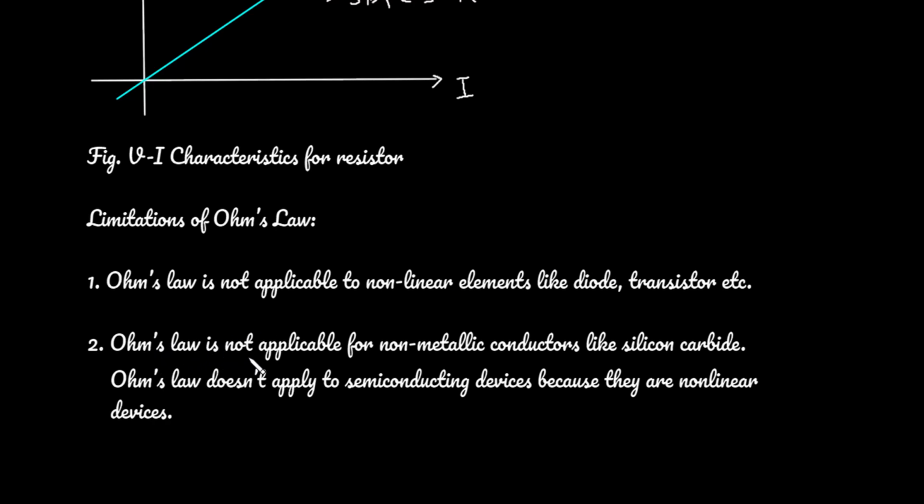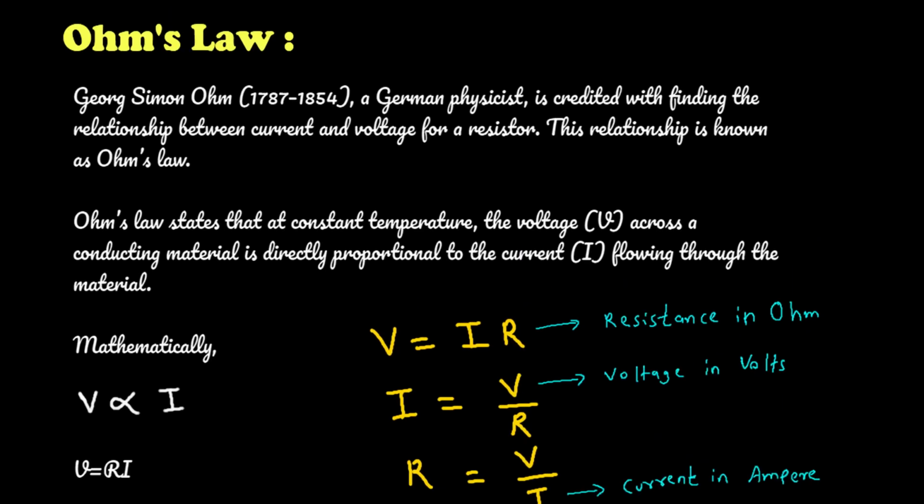Then Ohm's law is not applicable for non-metallic conductors like silicon carbide. Ohm's law doesn't apply to semiconducting devices because they are non-linear devices. And also Ohm's law is not applicable for non-metallic conductors. So this is about Ohm's law.